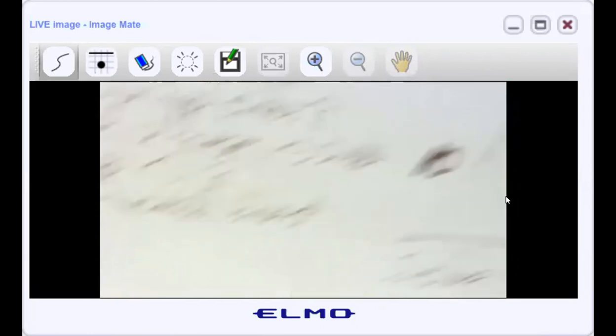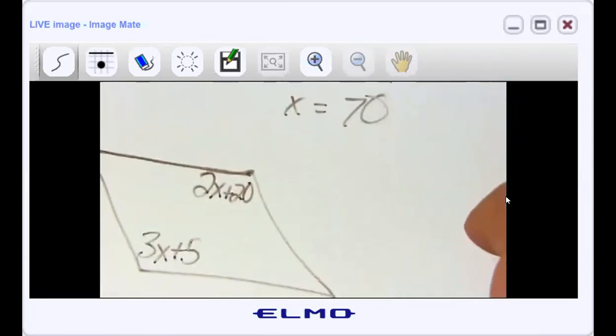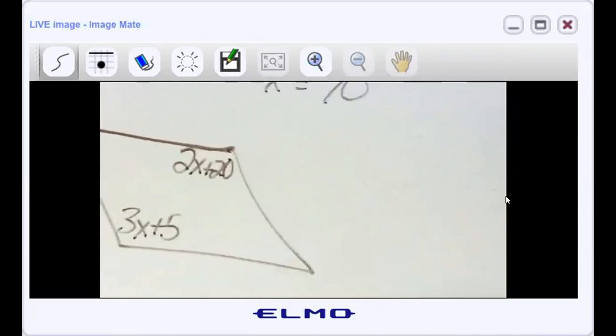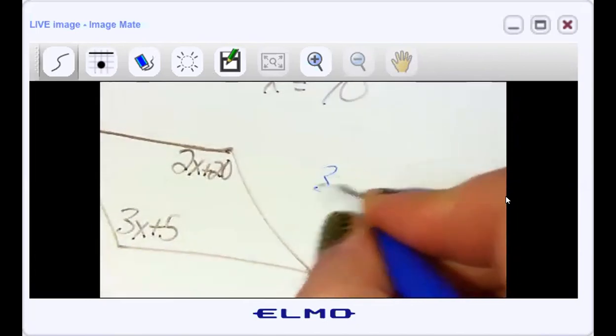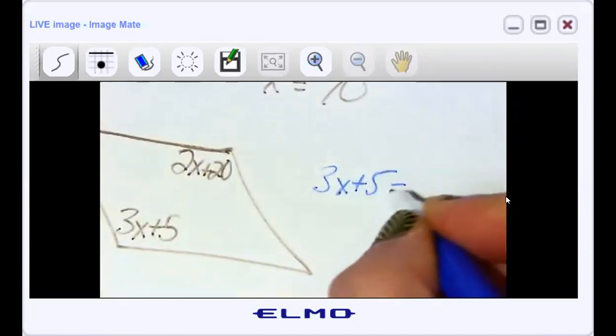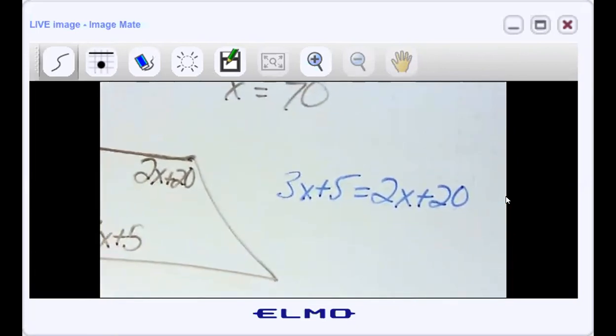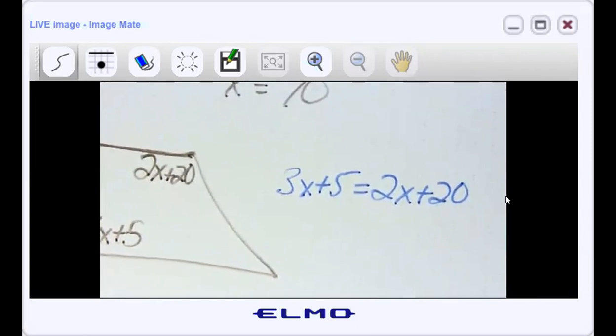So the key today is knowing whether I'm going to add the angles together and set it equal to 180, or am I just going to set them equal to each other? In this case, they're equal to each other because those are opposite angles. So my equation should just be 3x plus 5 equals 2x plus 20. So double check that you have that equation or an equivalent equation.